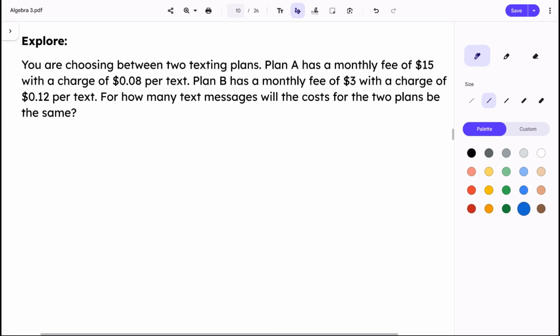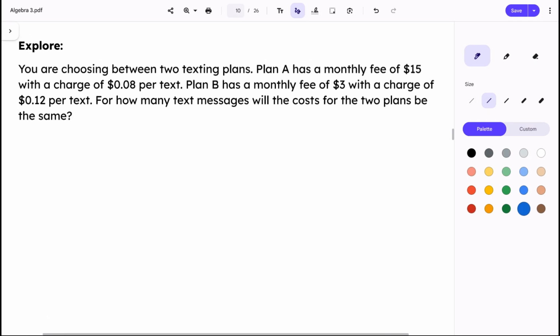All right, so we're going to have to set up 2 separate equations here for the 2 separate plans that we're comparing. But the goal is for me to figure out how many text messages would need to be sent so that it doesn't matter which plan I choose, that they would be equivalent to each other.